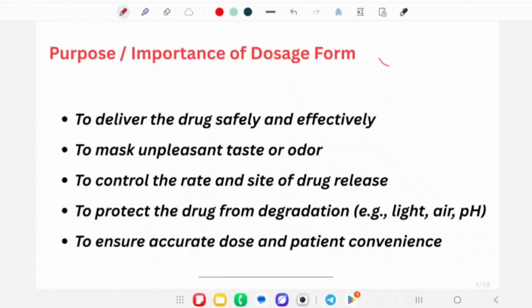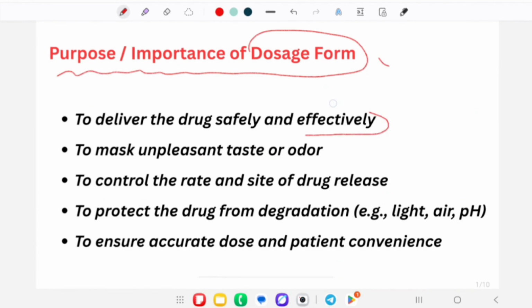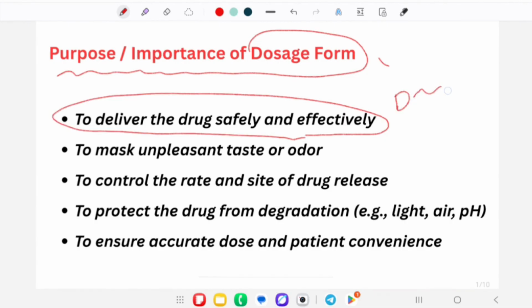Now, what is the purpose or importance of dosage form? So why is a dosage form required? It is required due to the following reasons. The first one is to deliver the drug safely and effectively. Any drug, to be delivered safely and effectively, should be incorporated in a dosage form. And the next is to mask the unpleasant taste and odor. If the drug has a bad taste, to mask that one, we require a dosage form.